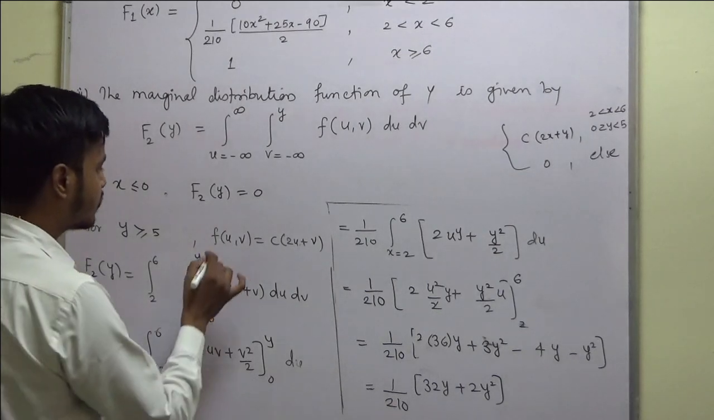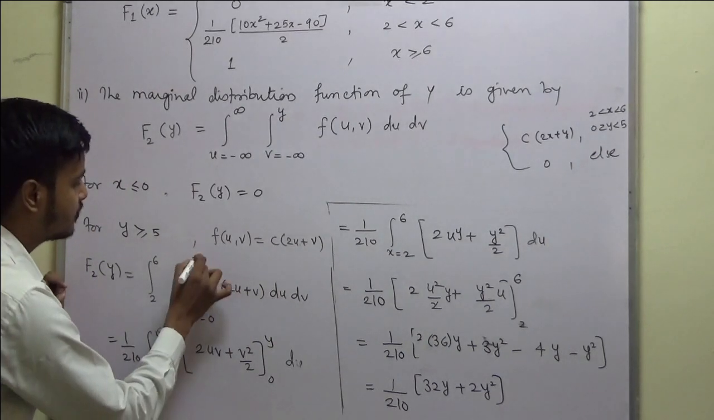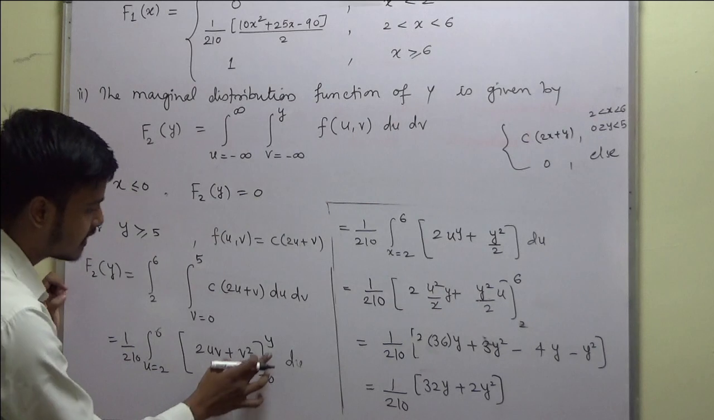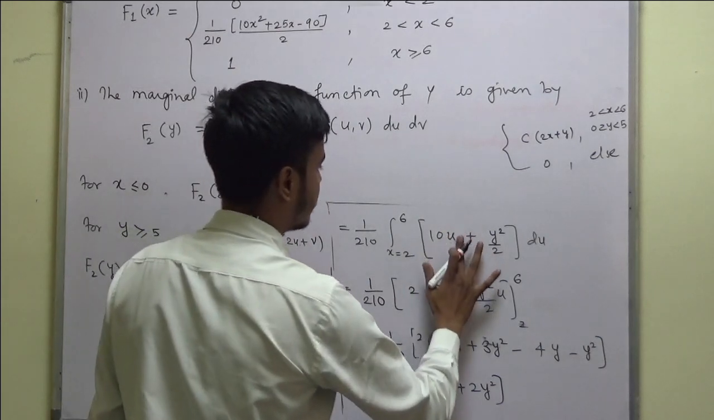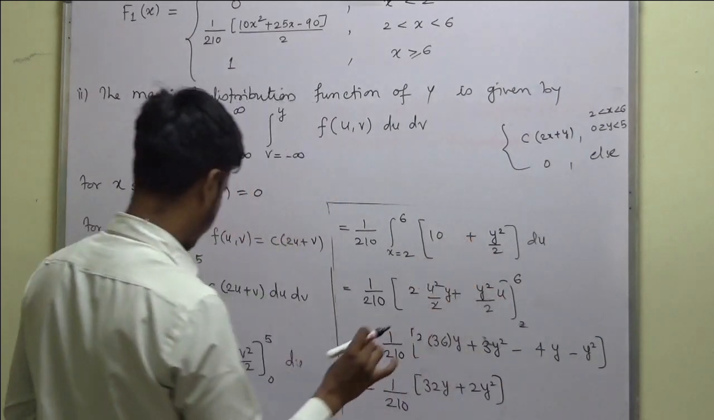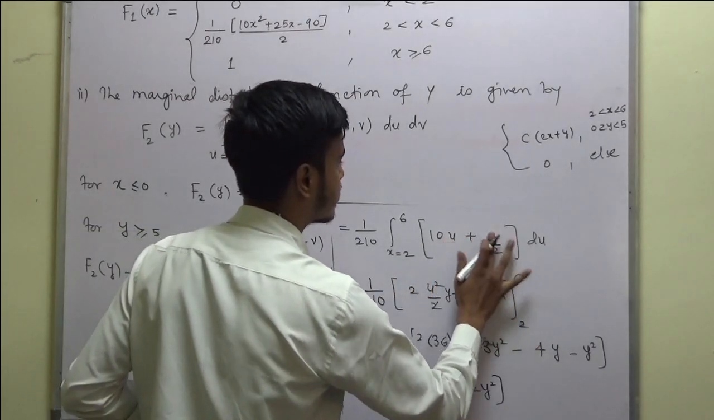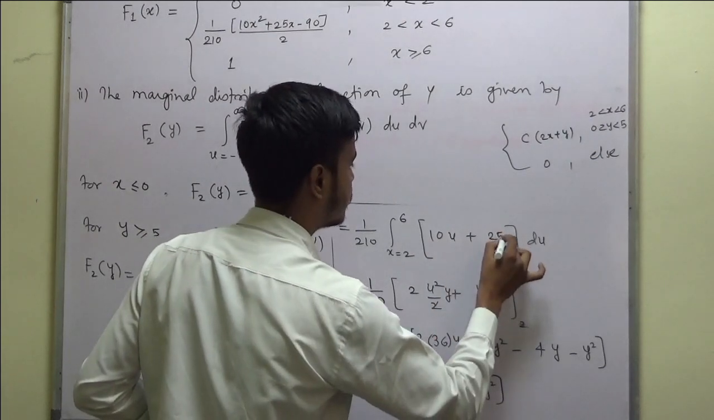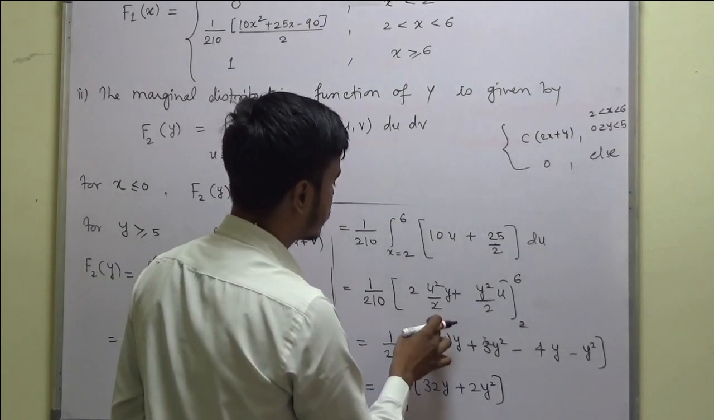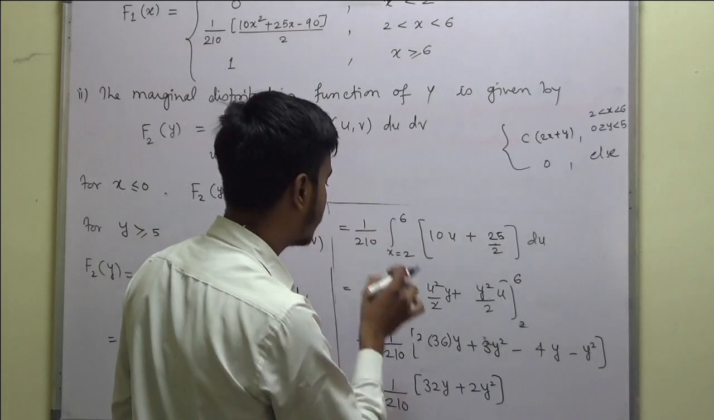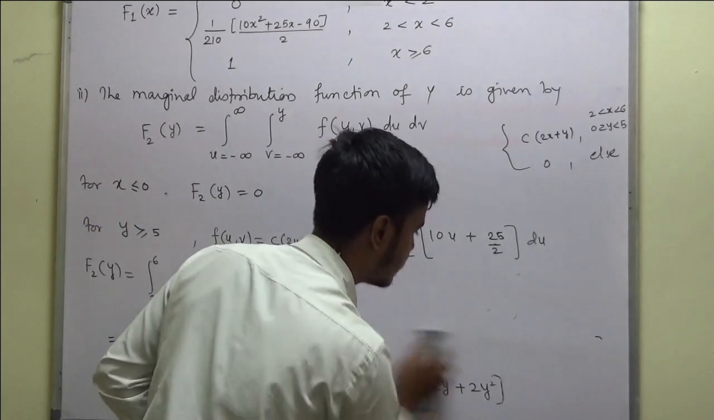Next for y greater than or equal to 5, f of uv is this. Then again this is like 0 to 5 and then 1 upon 210, 2 to 6, 0 to 5. Now it should be 10u. It should be 5 to the 10u plus 25 by 2, and then again the same calculations: 1 upon 210, the 2 gets cancelled, u square y. Okay, let me rub all those things to avoid confusion.